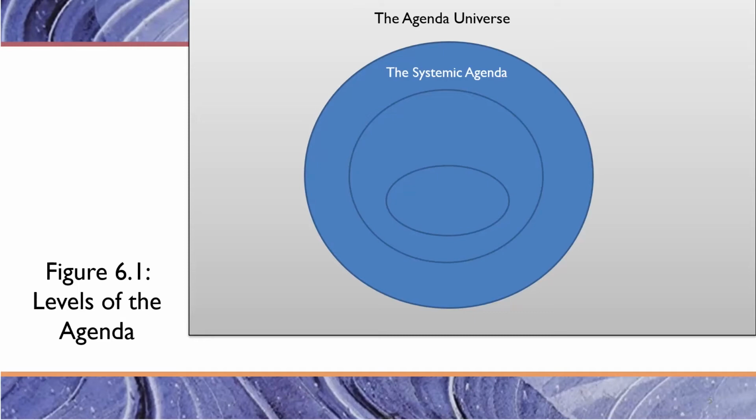Now, the goal of any group is to move an issue from the systemic agenda to the institutional agenda. What we mean by the systemic agenda is all the ideas people could be talking about. But the institutional agenda are the ideas and issues that institutions of government at the federal, state, and local levels are addressing. The goal of a group that wants to see a change is to move issues from the institutional agenda to the decision agenda, to the point at which a government body, some authoritative agency or agent, makes a decision or is confronted with the opportunity to make a decision.